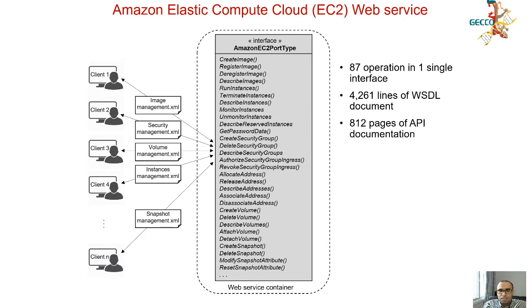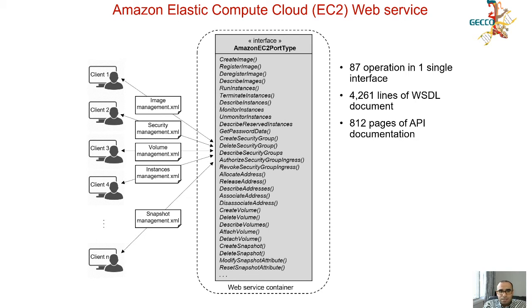For example, we can see a real-world example, which is the Amazon Elastic Compute Web Service, one of the popular web services. The interface of this web service contains 87 operations in one single interface, and the documentation contains over 800 pages for the API documentation, and the WSDL file contains over 4,000 lines. So this interface implements different functionalities such as the management of images, the management of instances, security, snapshot management. All these functionalities are unrelated and they are implemented in a single interface.